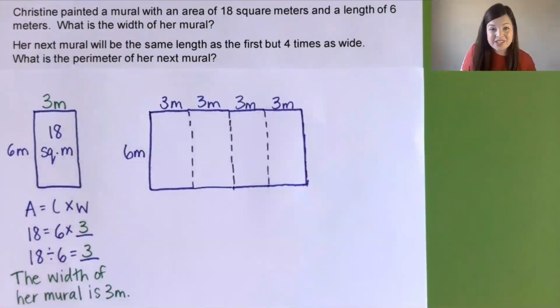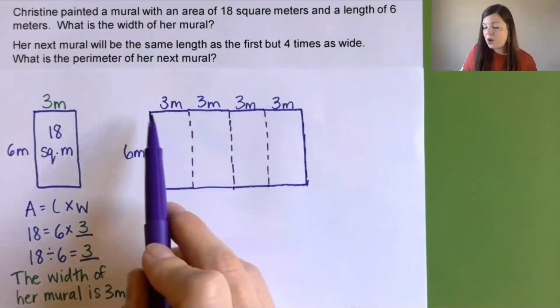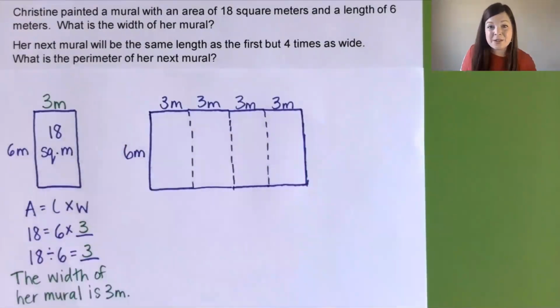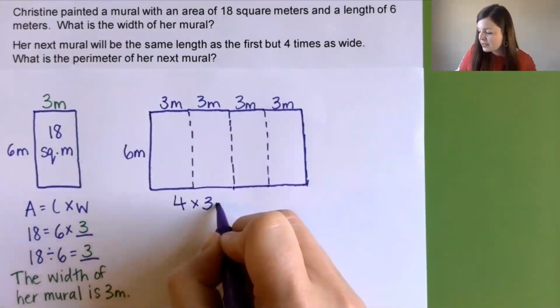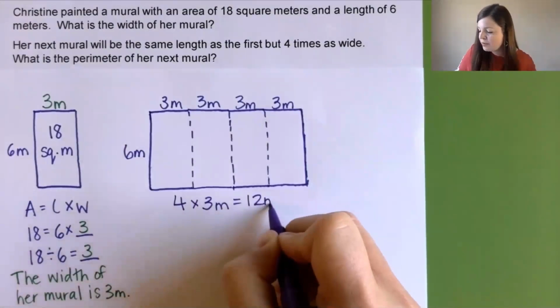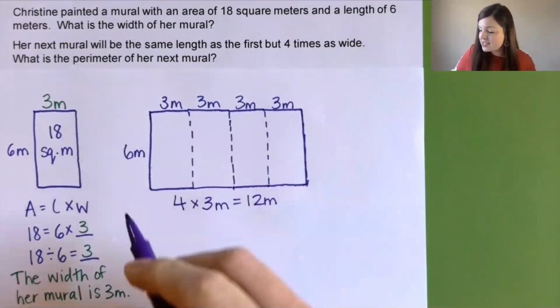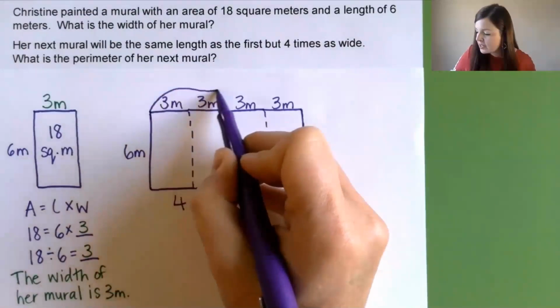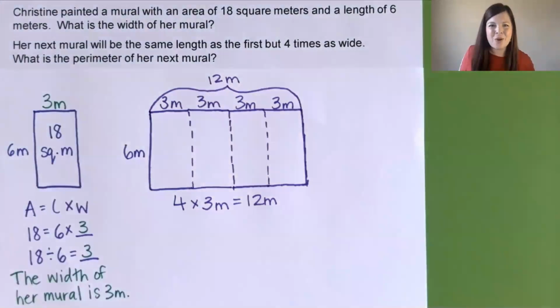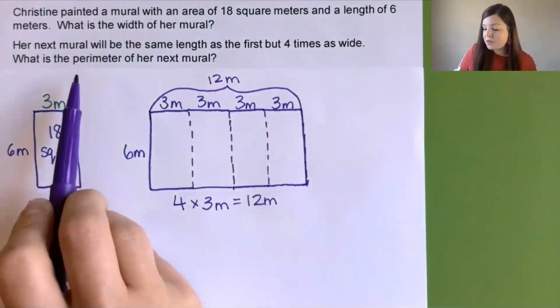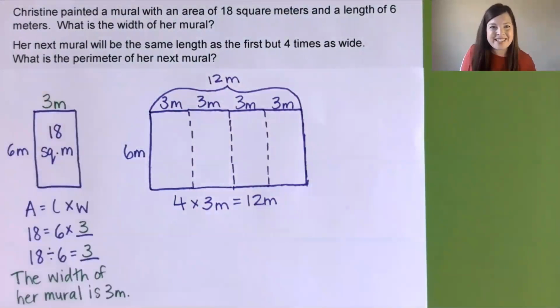Tell me a multiplication sentence we could use to find how wide Christine's next mural will be. 4 times 3 meters equals 12 meters. So Christine's next mural will be 12 meters wide. Now, pause the video to find the perimeter of Christine's next mural. I'll be waiting when you get back.